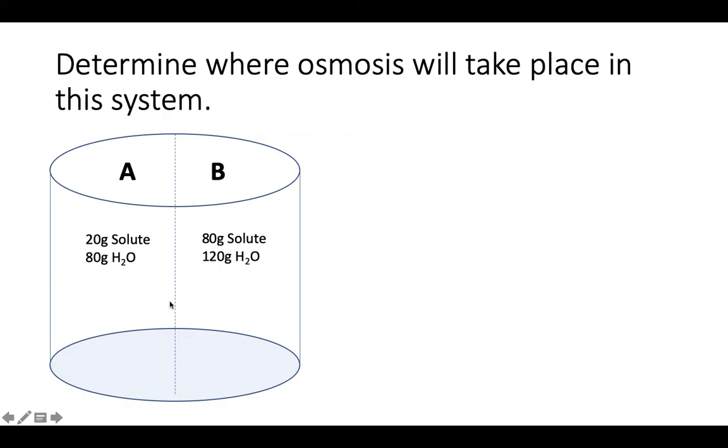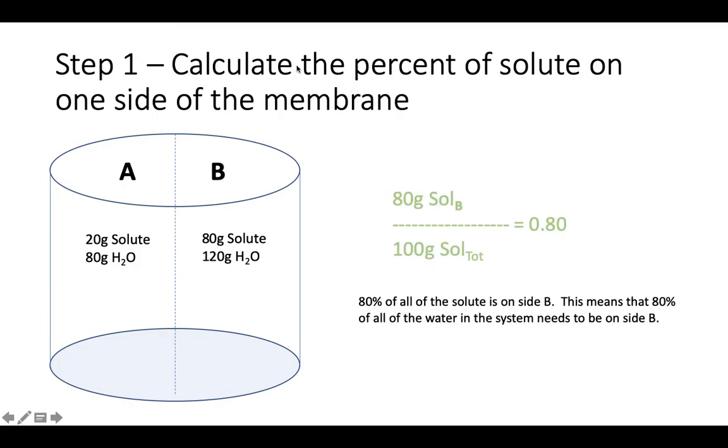Okay, so for this one, we're just going to do this in steps. Calculate the percent of solute on one side of the membrane. That's what you do first. So that's step one. I like to start with the side that has the larger amount of solute. So for example, B has 80 grams, A has 20 grams.